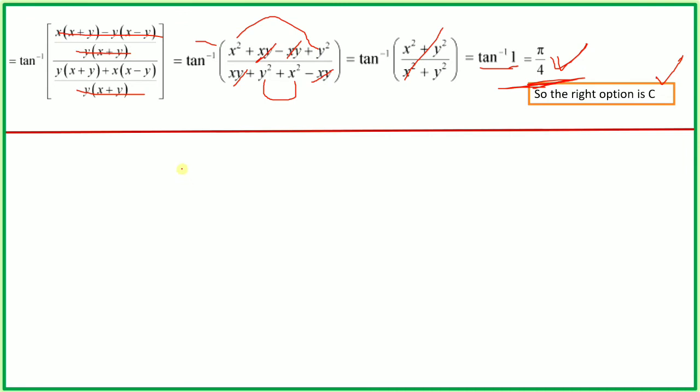So that's all about this miscellaneous exercise, an important one. And so that's all about chapter number 2, inverse trigonometric functions. We complete this chapter. I hope you understood it fully and nicely. Thank you.